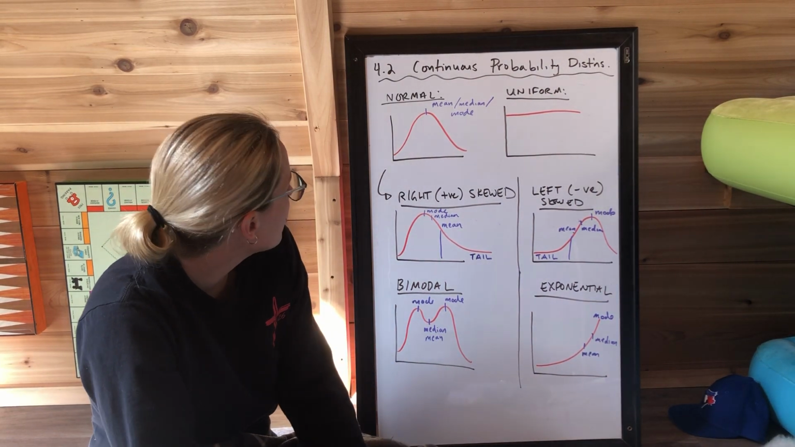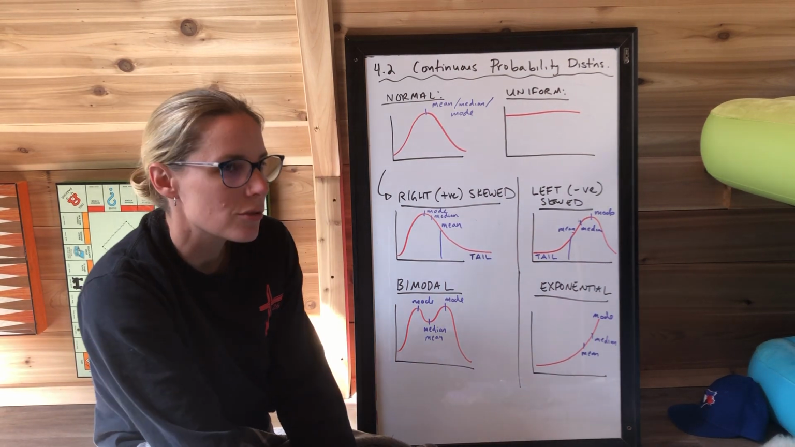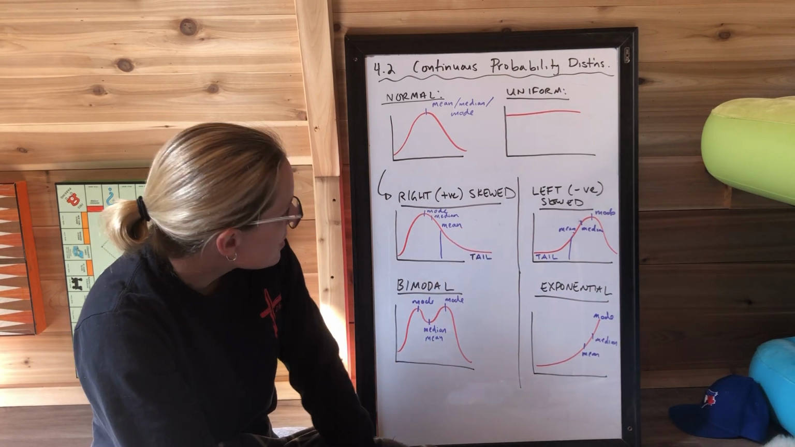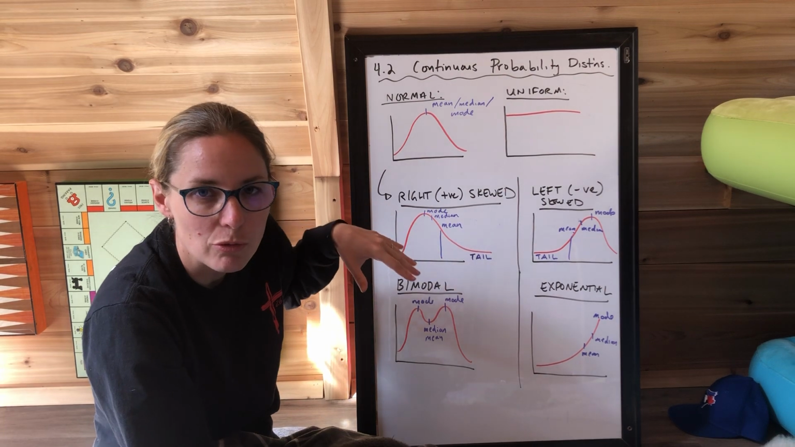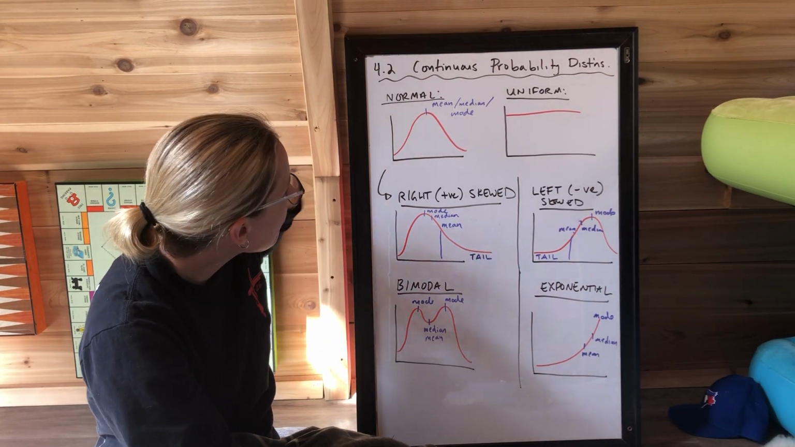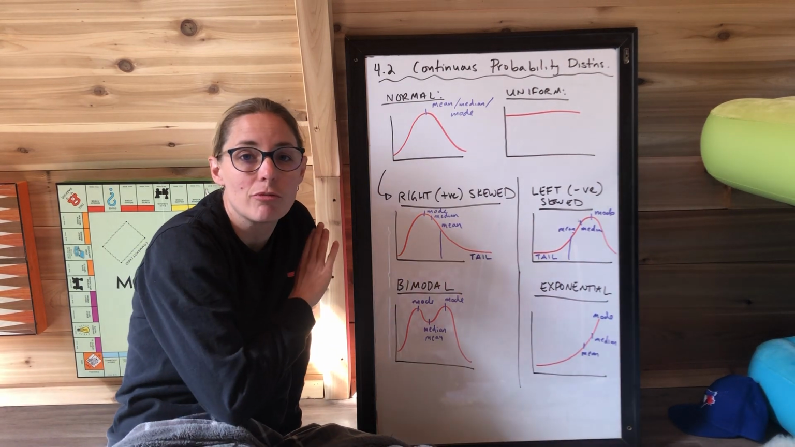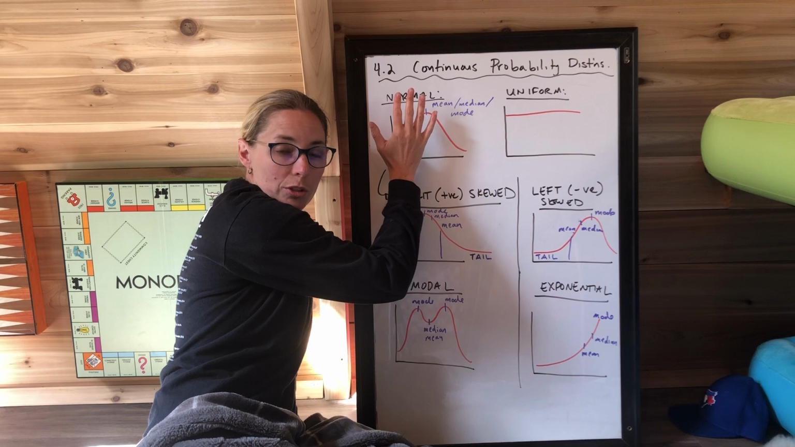So on the first couple pages of 4.2, we're just introducing or reintroducing, because if you read through 4.1, you've been introduced to a couple of these, some of the main distributions that we're going to encounter as we move forward. The number one is the normal distribution, and it is in fact going to be the focus of the rest of this unit. We are just going to base it on a normal distribution.